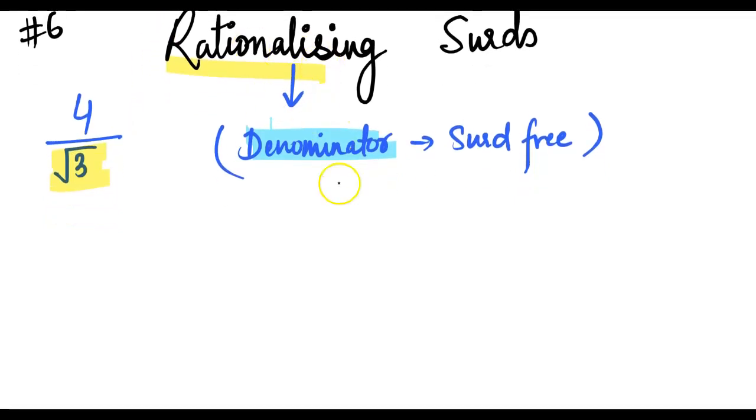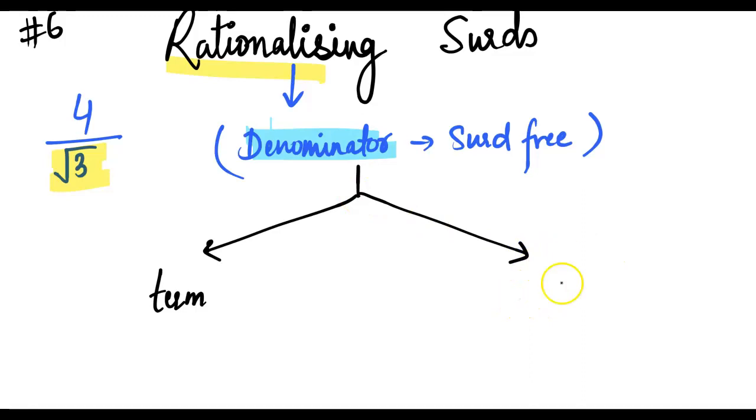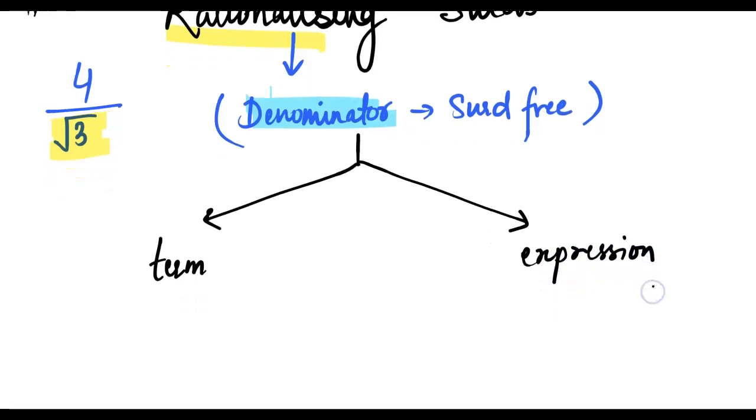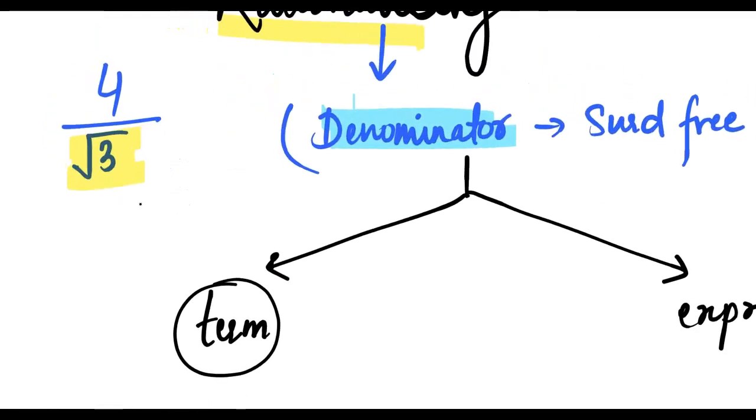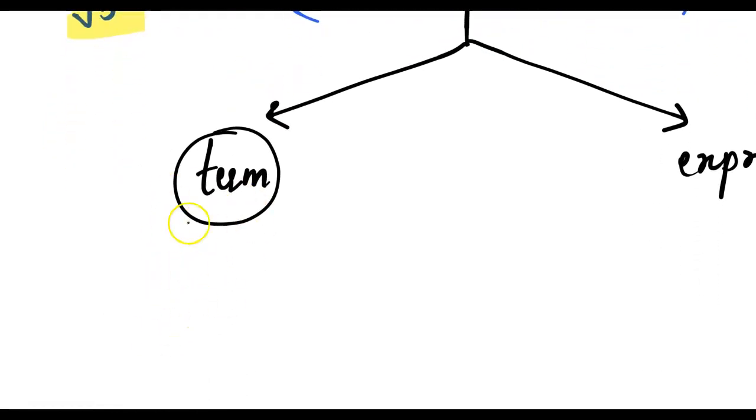Now, when we talk about rationalizing, we get two types of questions. The first type is where we have a term at the bottom, and the second type is where we have an expression. Today in this video, we're going to be discussing the term. I'll be taking two questions. The first one is 2 over root 3, and the second question is root 7 over root 3.